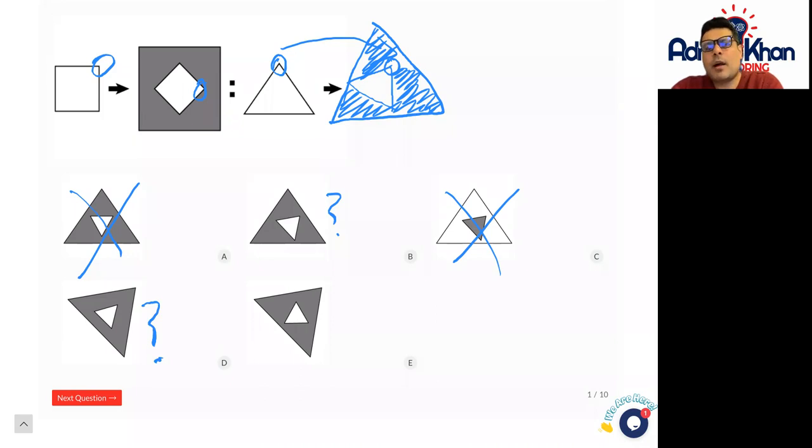Can it be? No, it can't be because the gray triangle has been turned to the right. So that can't be right. The gray triangle has to be straight. Can it be option E? No, it can't be option E because again, the gray triangle has been slanted and the gray triangle has to be straight. So the correct answer in this case is going to be option B.